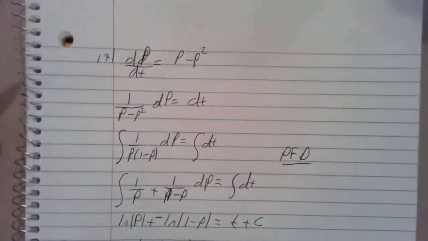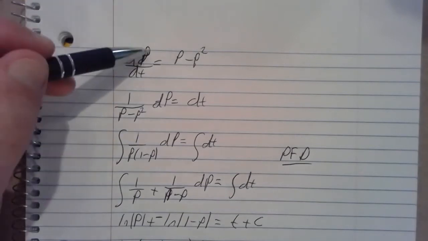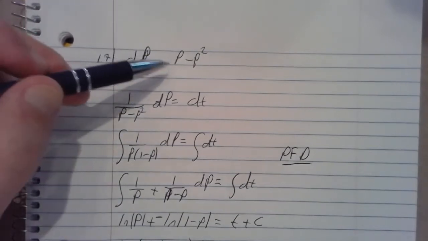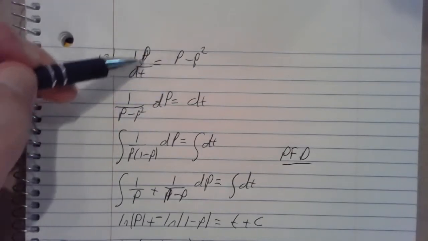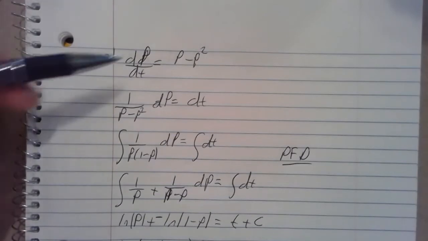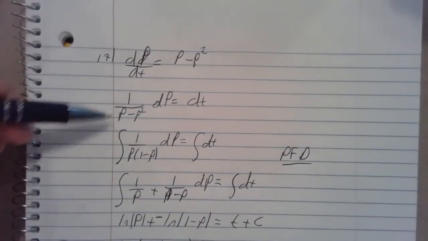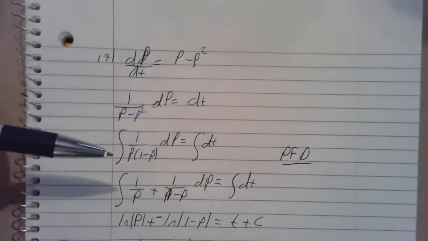Okay, this is another separation of variables example. So I have dP/dt equals p minus p squared. My independent variable is t, my dependent variable is p. So my goal is to get all the p's to the left side, all the t's to the right side.